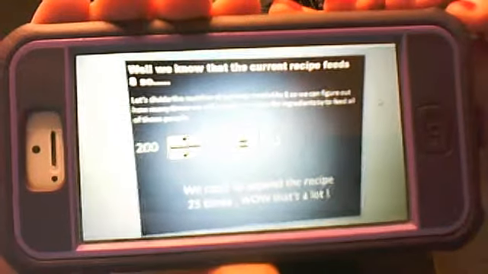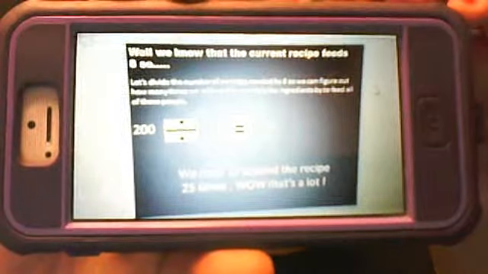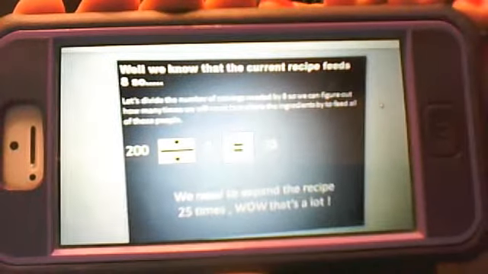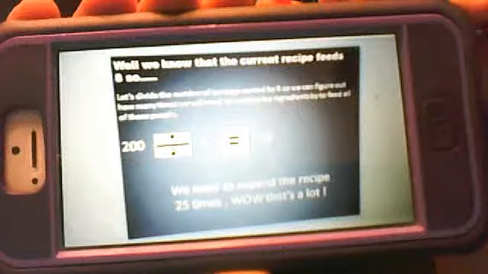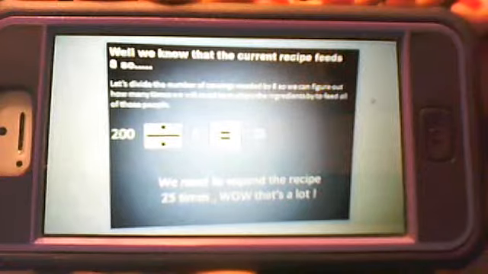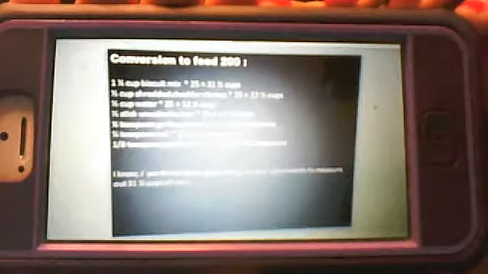Well, we know that the current recipe feeds 8, so let's divide the number of servings needed by 8 so we can figure out how many times we'll need to multiply the ingredients to feed all those people. 200 divided by 8 is 25. So we're going to multiply all the ingredients by 25. And here's the conversion chart.